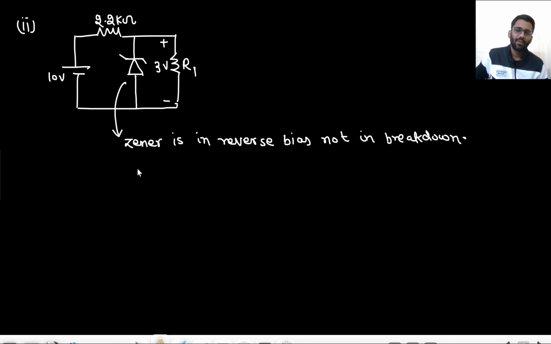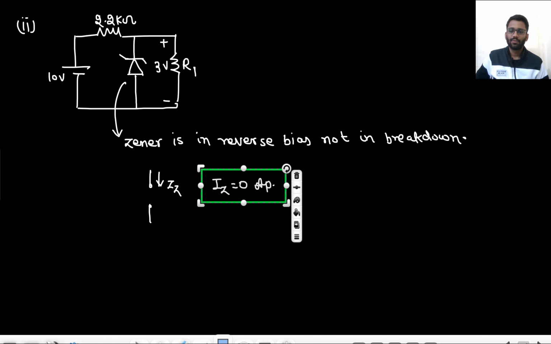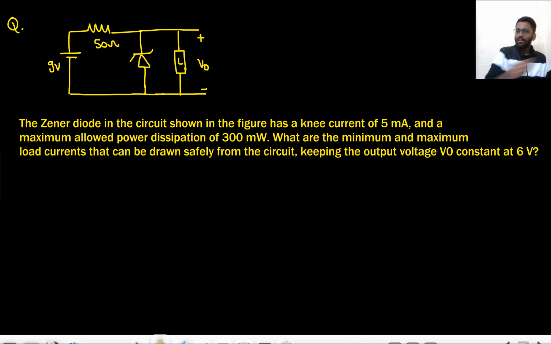So the Zener will simply be open circuited, right? And this is your Iz. That means your IZ would be 0 ampere, because the Zener is in reverse bias. Now this is the condition. This is the circuit given to you.